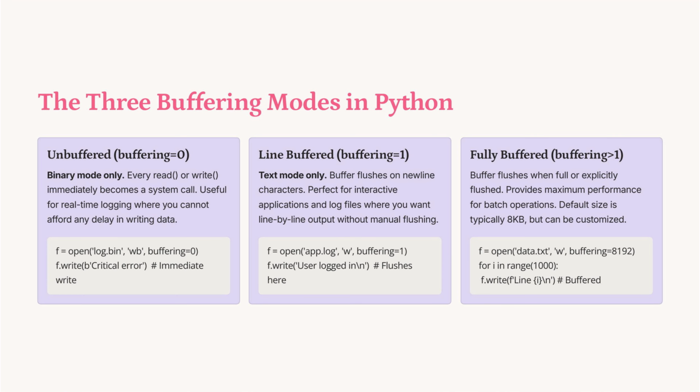Python offers 3 buffering modes: unbuffered, line buffered, and fully buffered. Unbuffered mode, used in binary, triggers immediate system calls, ideal for real-time logging. Line buffered, in text mode, flushes on new lines, suitable for interactive apps. Fully buffered, with customizable size, optimizes batch operations, flushing when full or manually triggered.